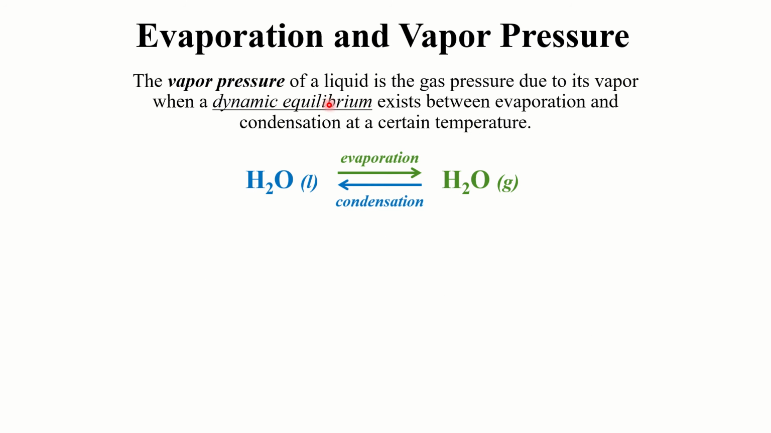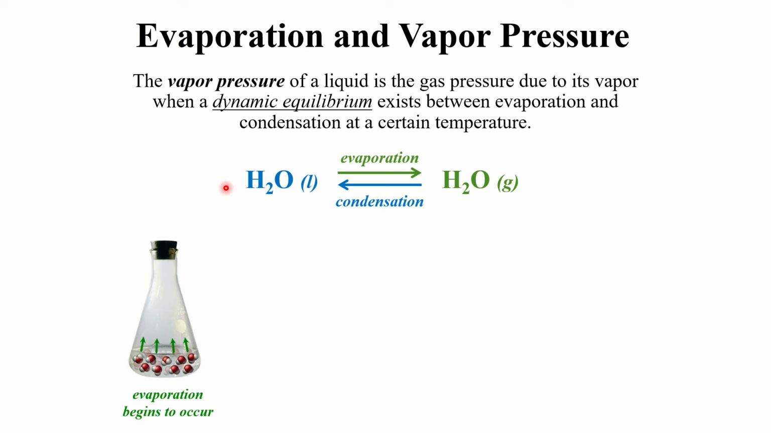Next, evaporation and vapor pressure. So the vapor pressure of a liquid is the gas pressure due to its vapor when a dynamic equilibrium exists between evaporation and condensation at a certain temperature. We're going to see this term used a lot in this course, a dynamic equilibrium. So that's what the double arrows indicate here. Basically, this is when the rate of the forward and the reverse reaction are equal to one another.